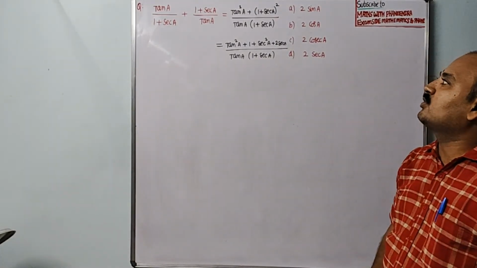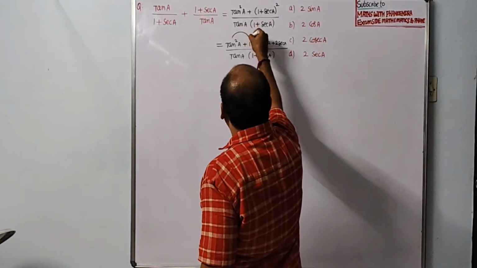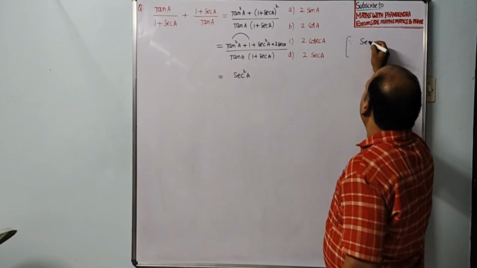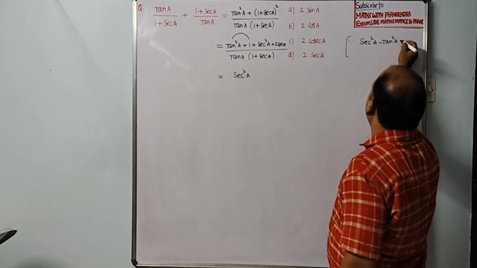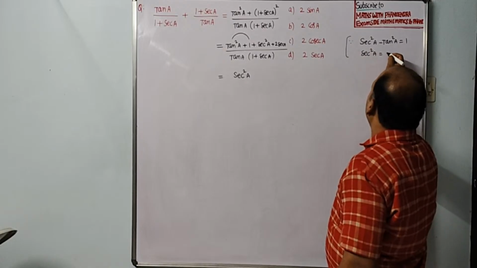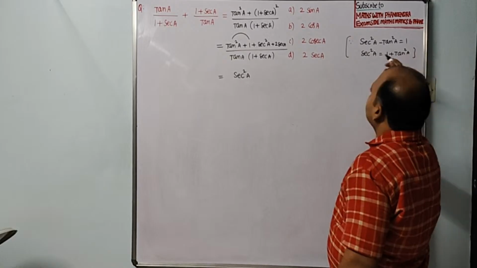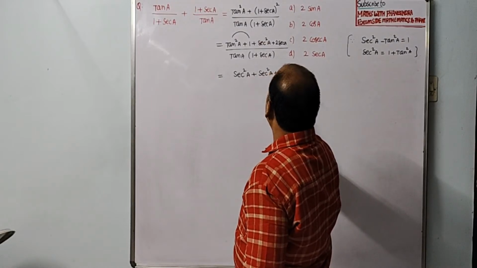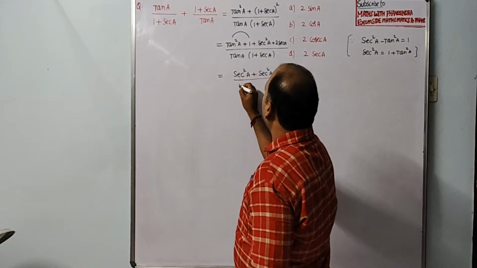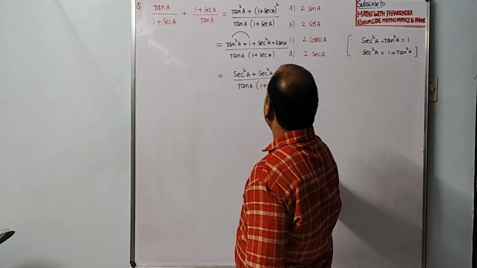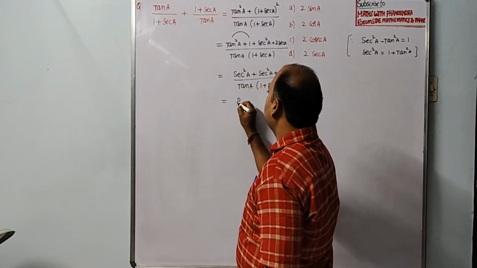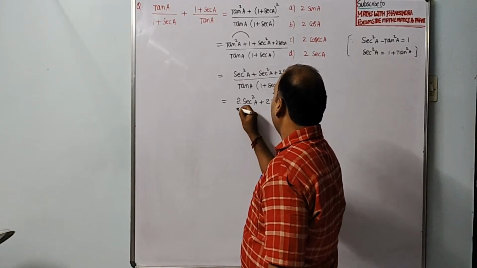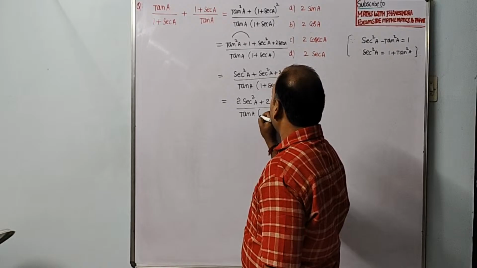Secant square A minus tan square A equal to 1, no? So 1 plus tan square A equal to secant square A. So in place of 1 plus tan square A, secant square A, plus secant square A plus 2 secant A, divided by tan A into 1 plus secant A. So 2 secant square A plus 2 secant A divided by tan A into 1 plus secant A.